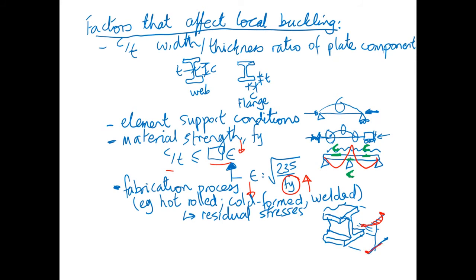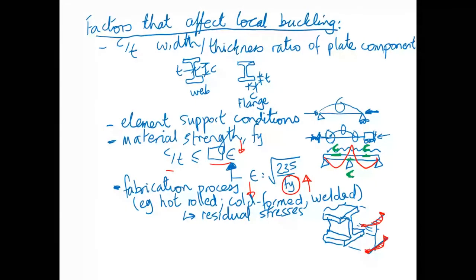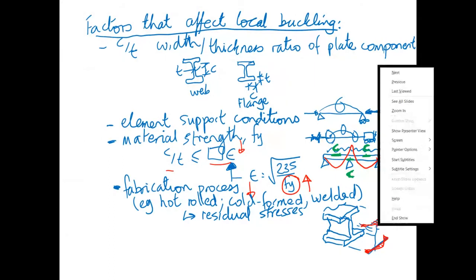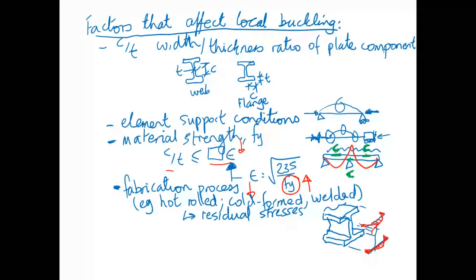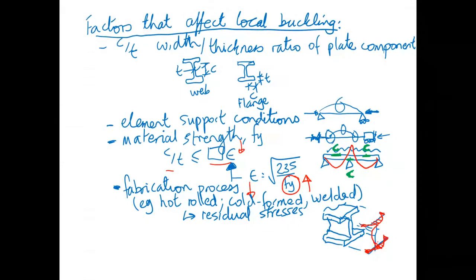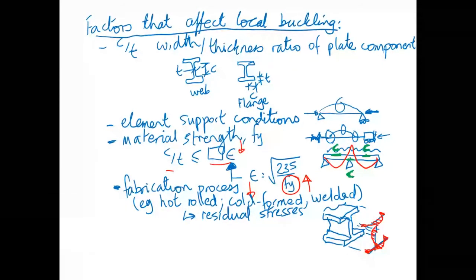So as we roll this section, this is a hot roll section, and as we roll to manufacture the section, we might get residual stress on the top and the bottom, and then in the web as well, we might have a residual stress in the web that might look something like this as well. Okay, so there's a stress already.